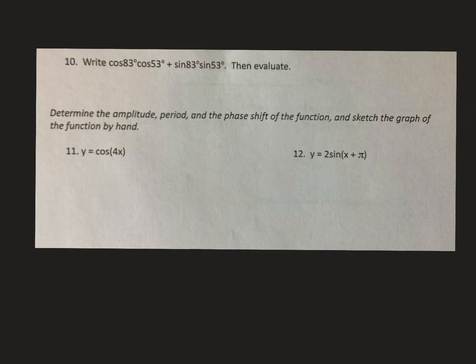Number 10, this is going backwards. I'm looking for a pattern here. It goes cosine, cosine plus sine, sine. So I'm looking at my sheet. Where's cosine, cosine plus sine, sine? It is this one. It's cosine of x minus y. Well, that's my x. That's my y. So if I do cosine of 83 minus 53, that's 30. And everybody knows cosine 30 degrees is square root of 3 over 2. That's a 2 on the bottom right there. Some review stuff here.